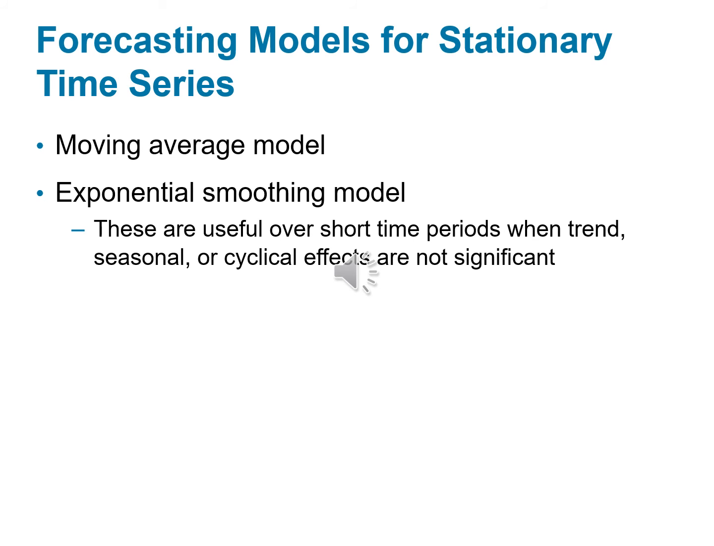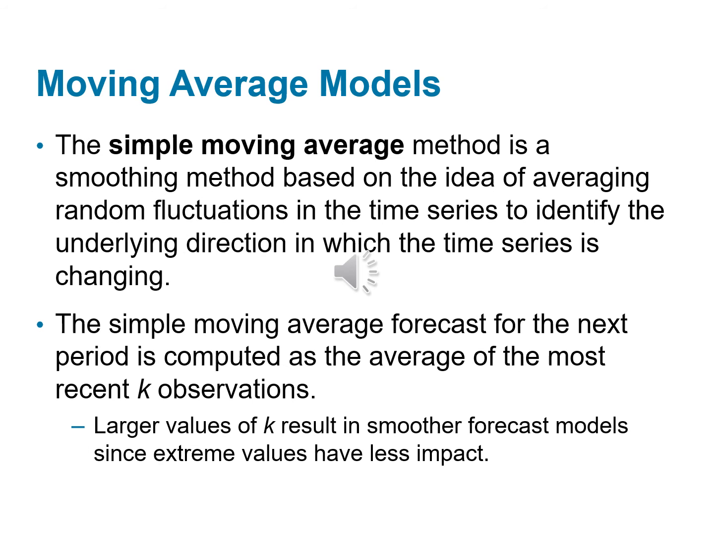Forecasting models for stationary time series. Moving average model. Exponential smoothing model. These are useful over short time periods when trend, seasonal, or cyclical effects are not significant. Moving average models. The simple moving average method is a smoothing method based on the idea of averaging random fluctuations in the time series to identify the underlying direction in which the time series is changing.